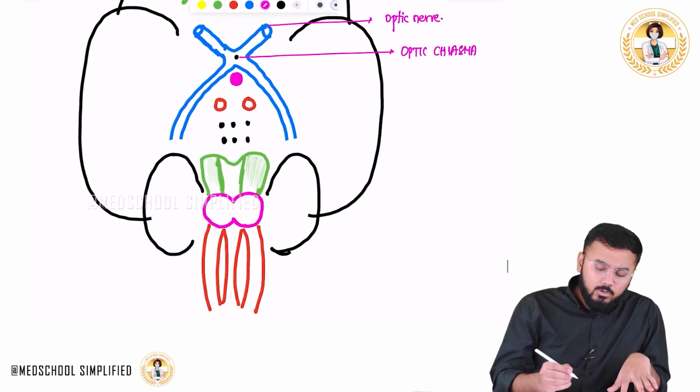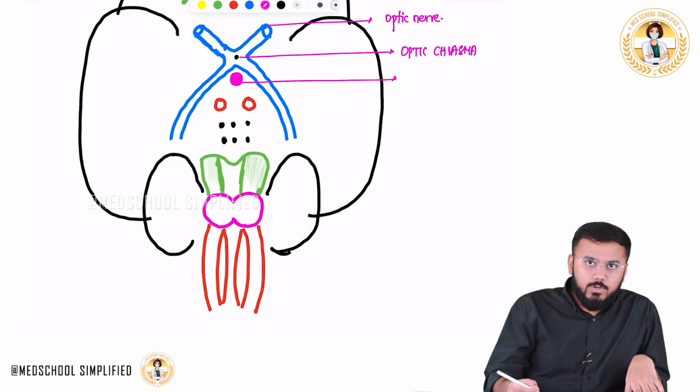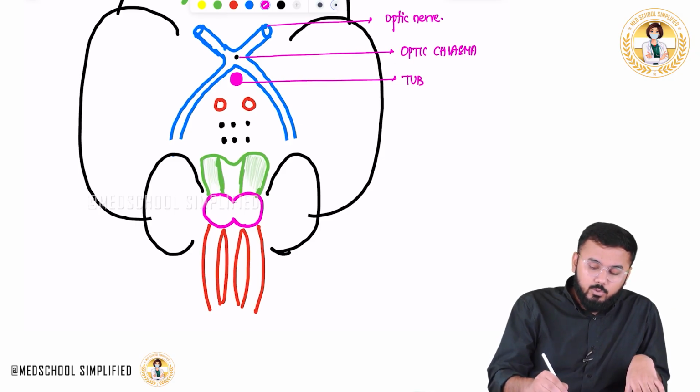Now behind this optic chiasma, this pink body which you can see over here is called the tuber cinereum.